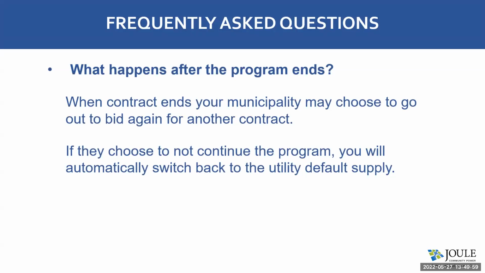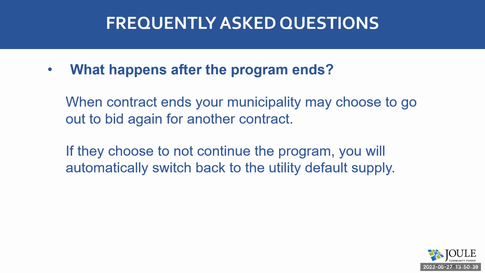Next, what happens after the program ends? So like I said, our contracts are typically 1, 2, or 3 years. And so we'll let you know in those opt-out letters the duration of the program and how long it's available for. But when those contracts end, your municipality, so the town of Rush or the town of Henrietta, may choose to go out to bid again for another supply contract. And if that's the case, then we will do another opt-out period where we let everyone know that the program is ending, tell them about the new contract, the new supplier, the new rates, and let them know of their options to stay in the program, change their enrollment, or opt out.